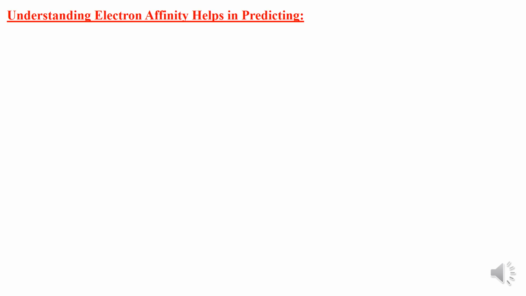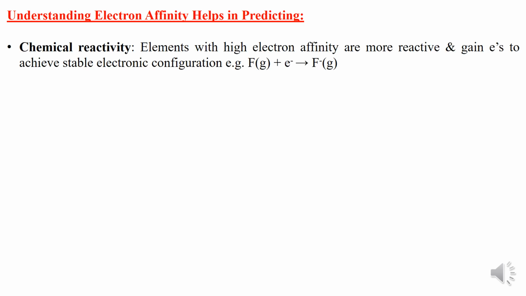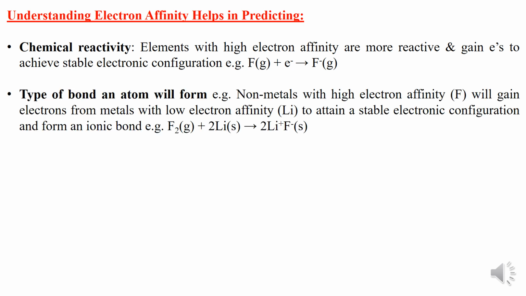Now, what do you get by understanding the electron affinity concept? So what is the takeaway? By understanding the electron affinity concept, it helps one in predicting the chemical reactivity of the element. So elements with high electron affinity are more reactive and gain electrons to achieve stable electronic configuration, which you have seen in case of fluorine atom. So why does the fluorine atom accept the electron? To attain the stable electronic configuration.